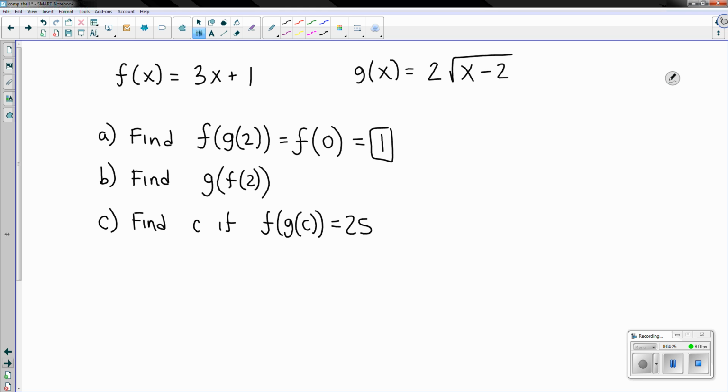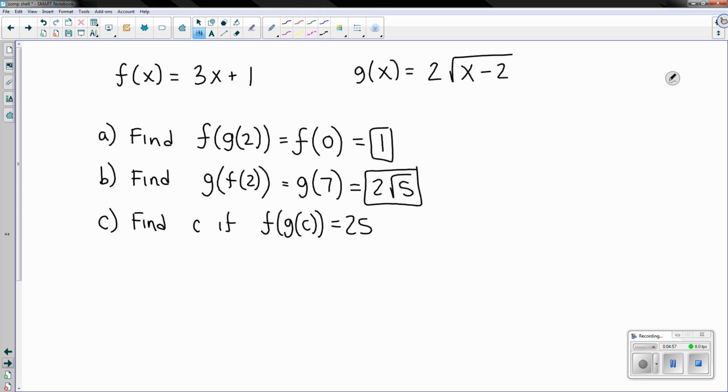Let's look at part B. Now instead of running through the order of g then f, we're going to run through f and then g. So let's first find f of 2. f of 2 is going to be 6 plus 1, which is 7. So the g of 7, we plug in over there. We're going to get 7 minus 2 is 5. Square root of 5 will leave us square root of 5, so 2 square root of 5. So square root of 5 can't be simplified anymore. So there is our answer for the second part.